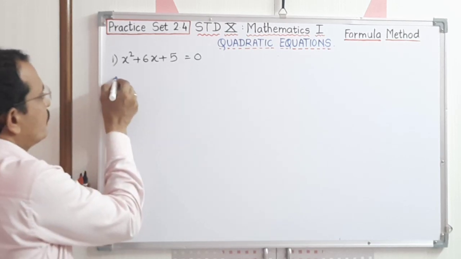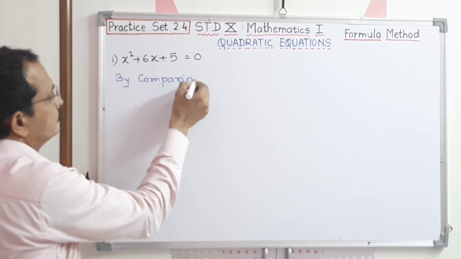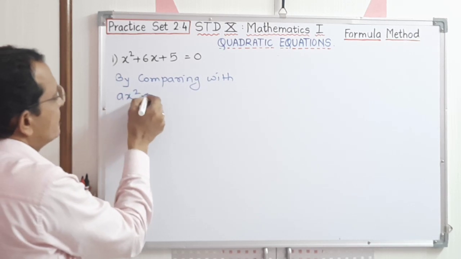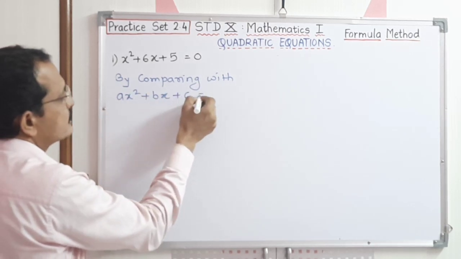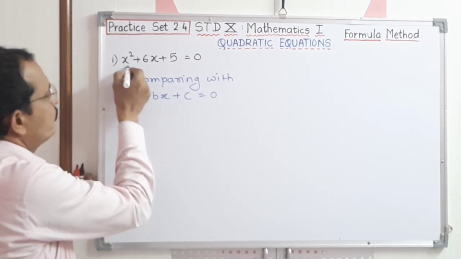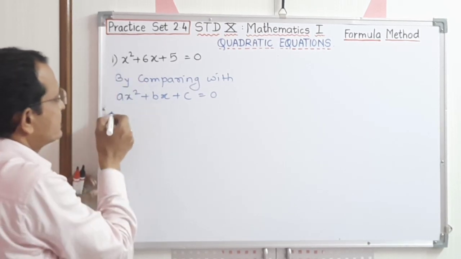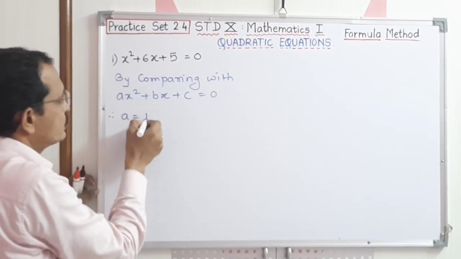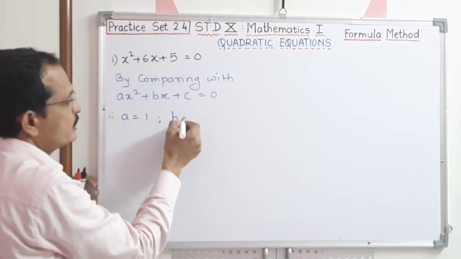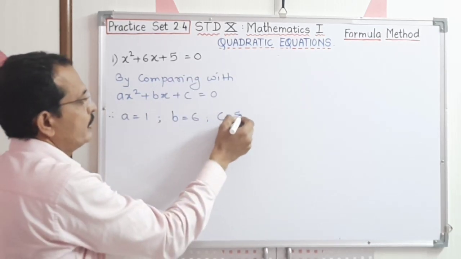Therefore directly we have to write now by comparing with standard form ax square plus bx plus c equal to 0. Now see here, we have to compare this given equation with the standard form. ax square, here it is 1x square, therefore we get the value of a is equal to 1. bx, here it is 6x, therefore b is equal to 6, and c is equal to 5.